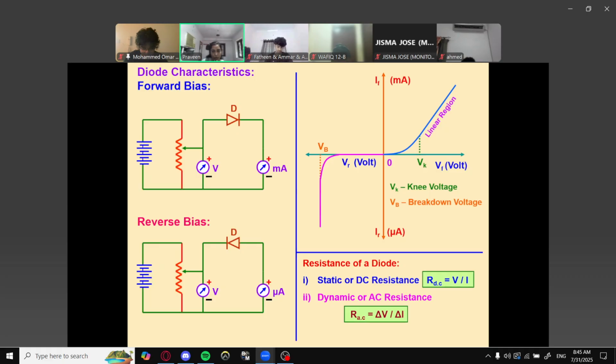Don't write the resistance of a diode. Don't write that part, the equation that you're seeing over there. Just draw the two circuit diagrams and the characteristics graph. That only you write. Then I will be dictating.